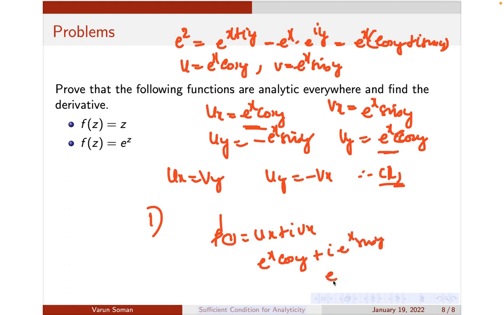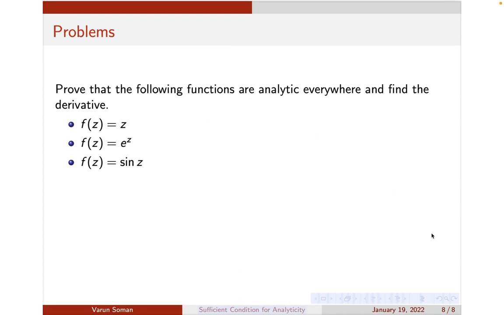Okay, so that is actually e raised to x into cos y plus i sin y. Now that cos y plus i sin y is e raised to iy itself. So e raised to x into e raised to iy, that is nothing but e raised to z itself. Okay, so you have got the derivative of e raised to z is e raised to z itself. Similarly, you can check for sin z also.